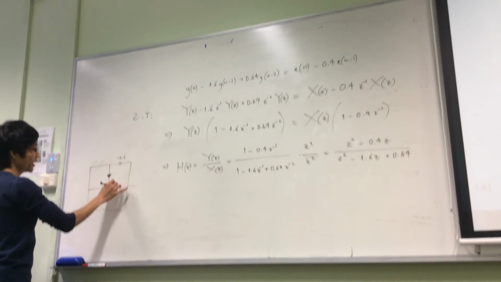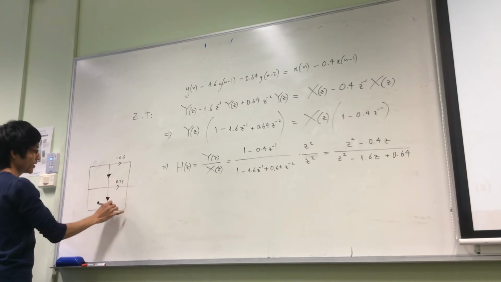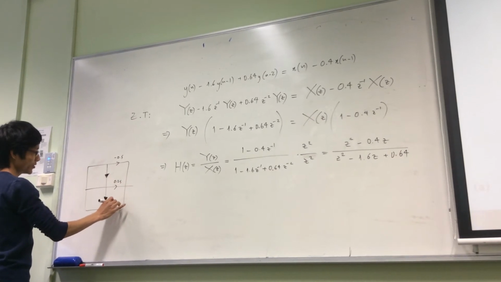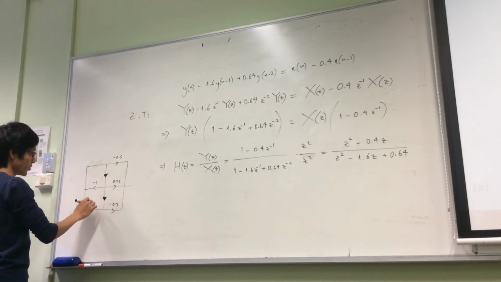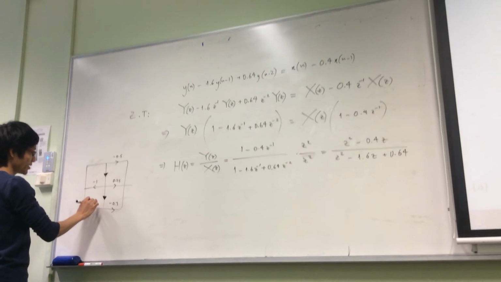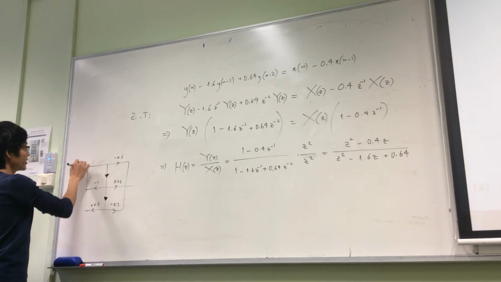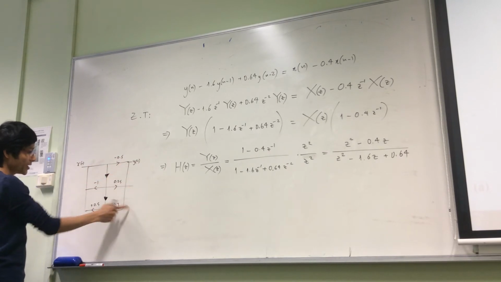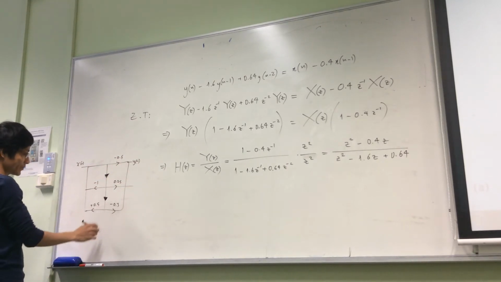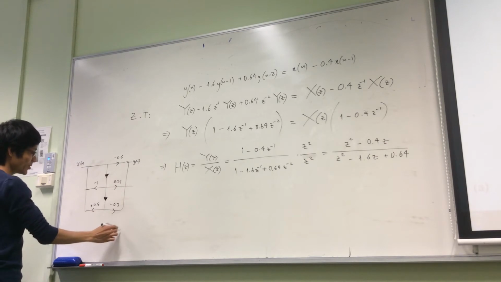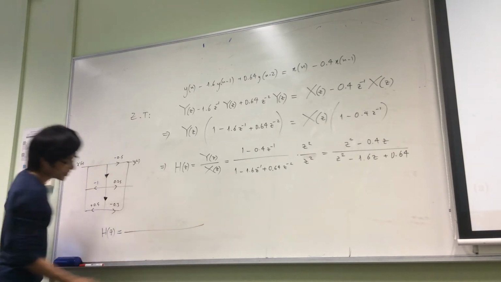Minus 0.5. 0.25. Minus 0.3. Plus 0.5. Alright, this is X and this is Y. What is the transfer function of this one? H(z) equals top and bottom, yes?